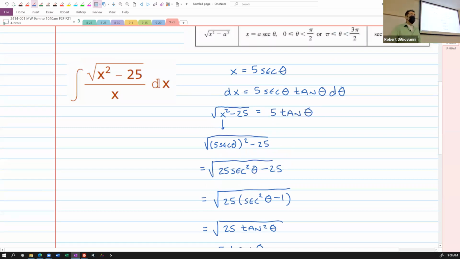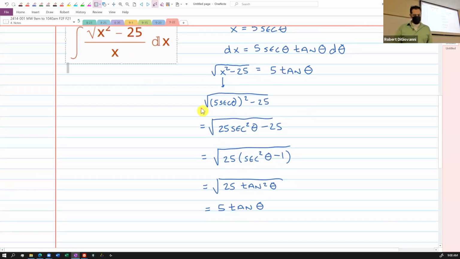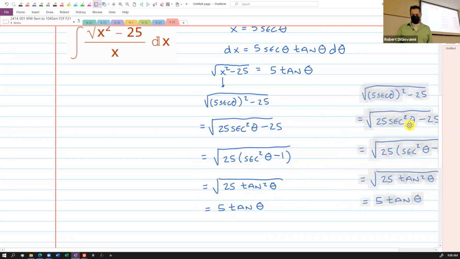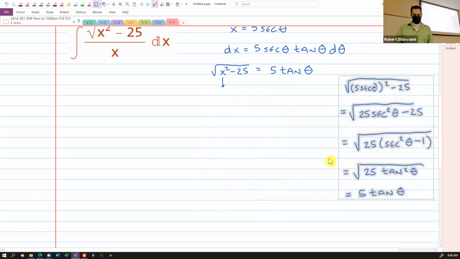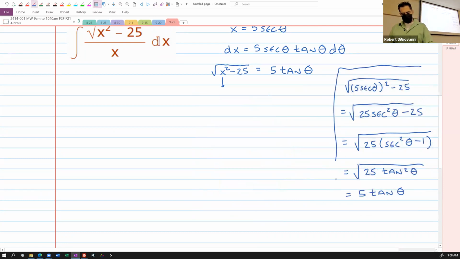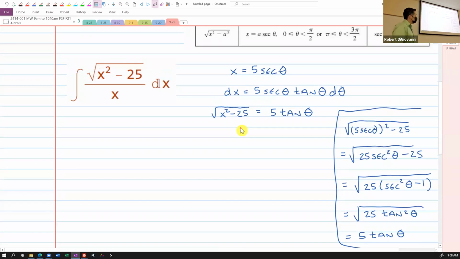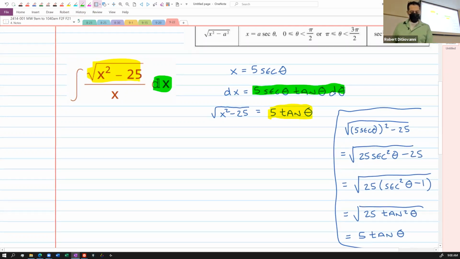And at that point, we're ready to rewrite everything. So I'm gonna take this right here and move it to the side so that we don't get it confused with other stuff we're doing. All right, now we rewrite the integral, right? So I'm going to replace the whole square root there with 5 tan theta. The dx, don't forget the dx, gets replaced with everything there. And in the denominator, I happen to have an x, and we know x is 5 secant theta.